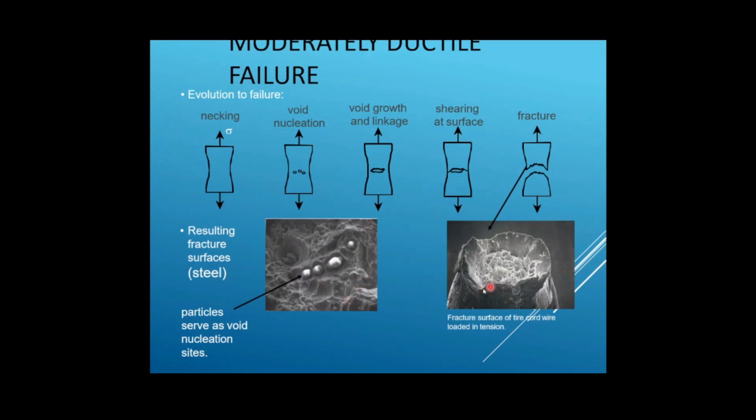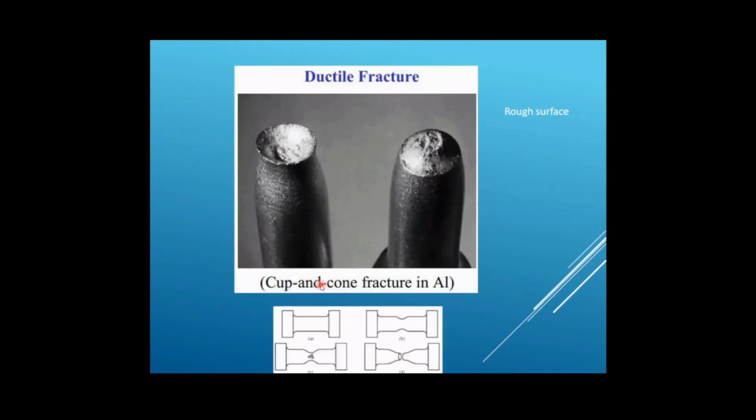So this is the SEM image after the ductile failure. This is the ductile failure SEM image. Ductile fracture will be cup and cone fracture in aluminum. So this is the aluminum material after the fracture. Fracture will take place in three steps. First of all, necking, then cracks, then propagation of cracks, finally failure. That is fracture.